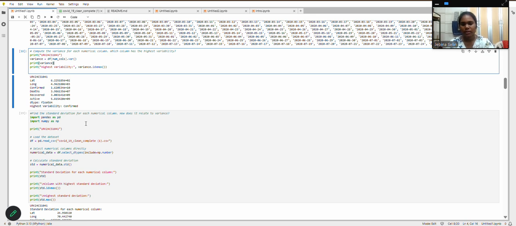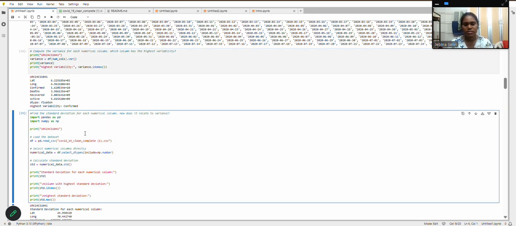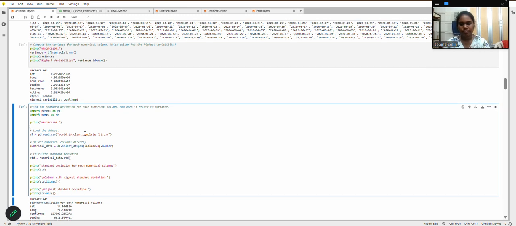In the fifth question, we calculate the standard deviation of each numerical column. Standard deviation is another measure of how spread out the data is from its mean. It is related to variance because standard deviation is the square root of variance. A higher standard deviation indicates greater variation, while a lower value indicates the observations are closer to the average. The main advantage of standard deviation is that it is expressed in the same units as the original data, making it easier to interpret.